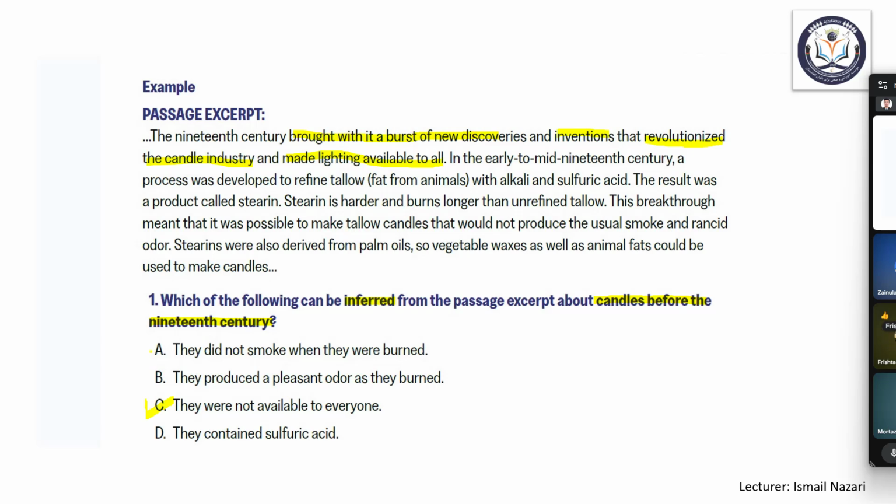If you consider other ones, A, they did not smoke when they were burned. So we have here early to mid 19th century, a process developed to refine tallow. So it's not the main point that it gives, or the indirect main message. B, they produced a pleasant odor as they burned. So it's not what we can infer. They contained sulfuric acid. It's not again.